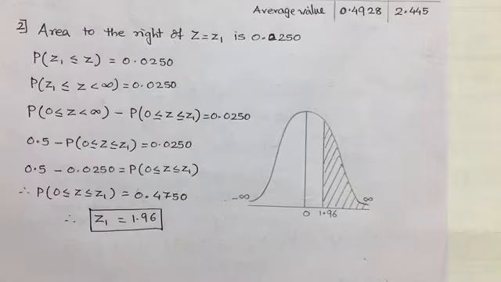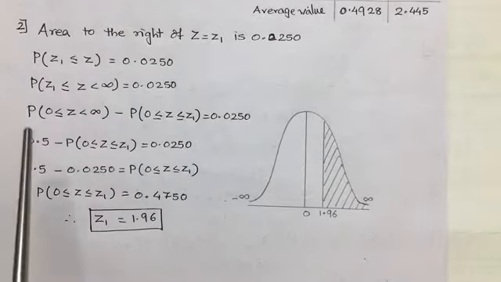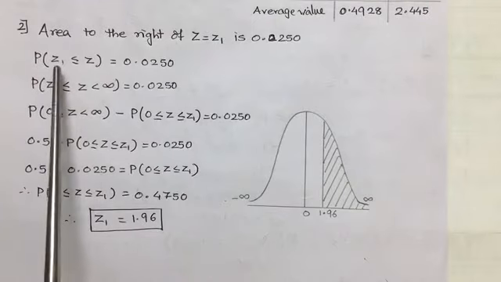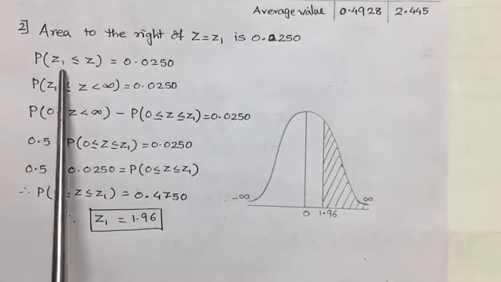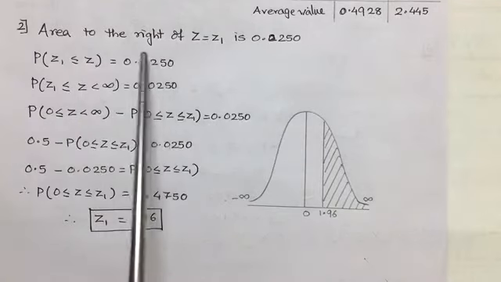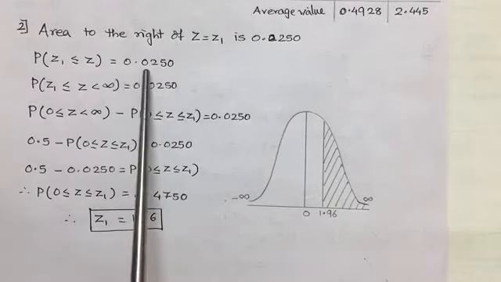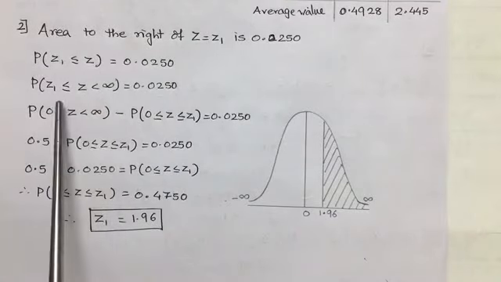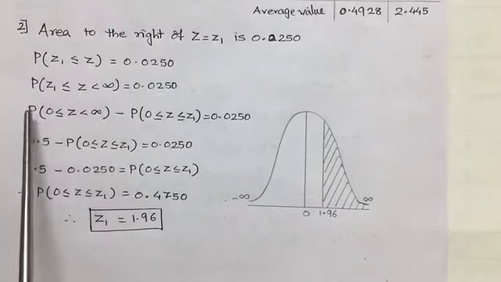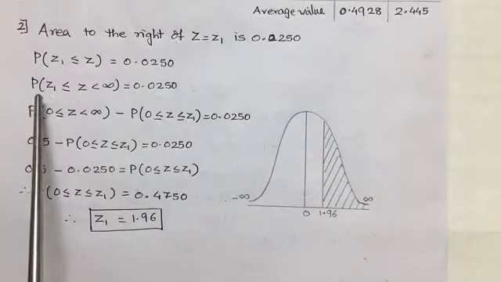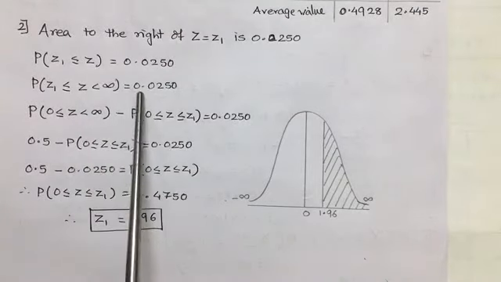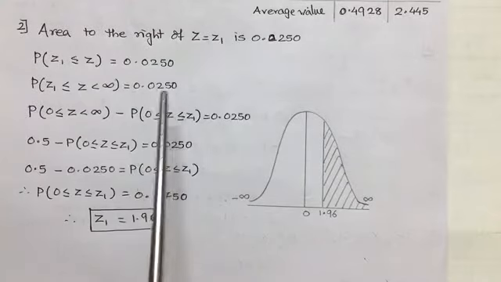equal to z1 is 0.0250. Now the area is lying towards the right of z1. So inequality made over here is P of z1 less than or equal to z, and the area given is 0.0250. As the right side limit is missing, we have to keep there infinity. So probability of z1 less than or equal to z less than infinity, and that is equal to 0.0250.